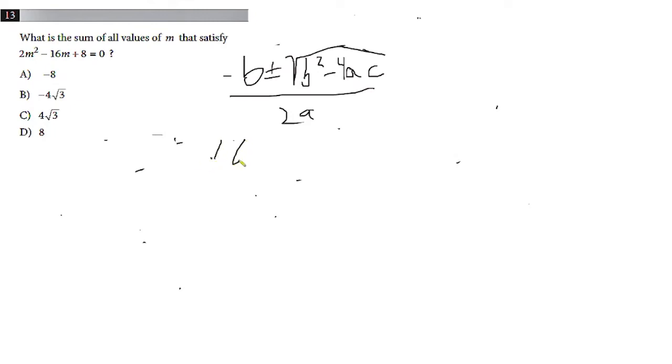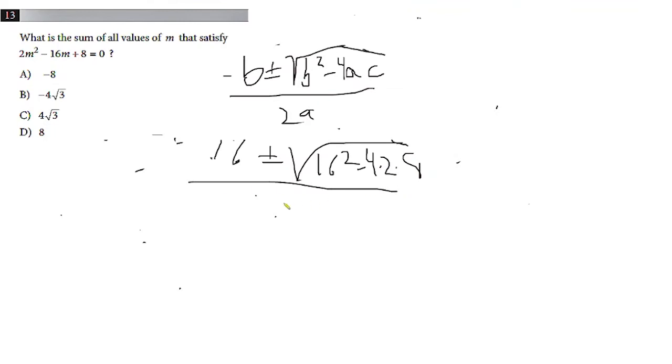So we have 16 plus or minus the square root of 16 squared minus 4 times 2 times 8 over 2 times 2. Another trap also is you have to understand that the slash here goes over the whole thing, and then you can get in trouble. And this problem also, if you didn't do it that way.